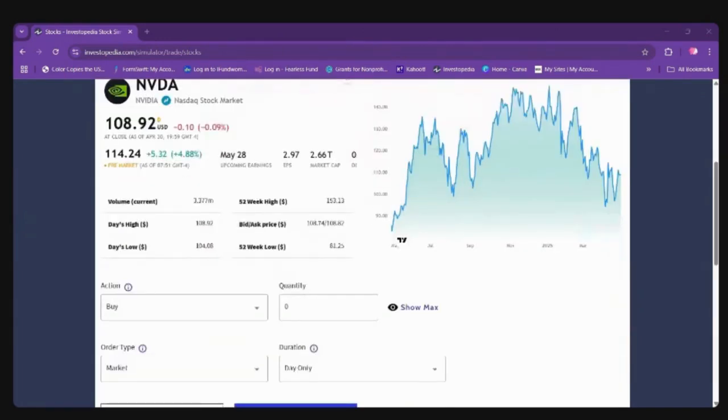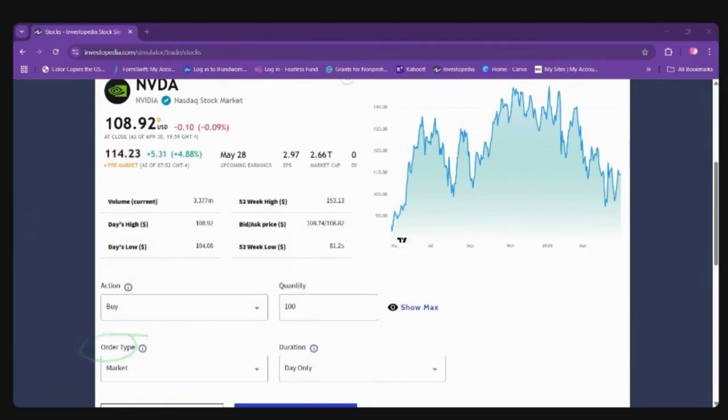Next, on your instructions, it tells you to click an action. So here's the word action. And in this case, there's several options in the drop down, but we're going to either do buy or sell. In this case, we're doing buy. Then we have to decide on the quantity. So each share of NVIDIA is $108. So I'm going to go with 100 shares. So quantity, 100.